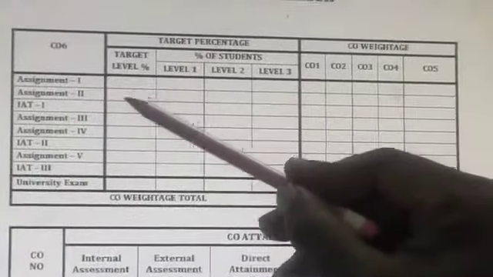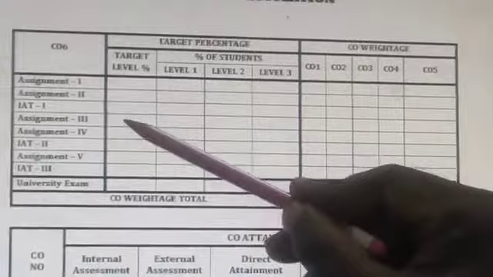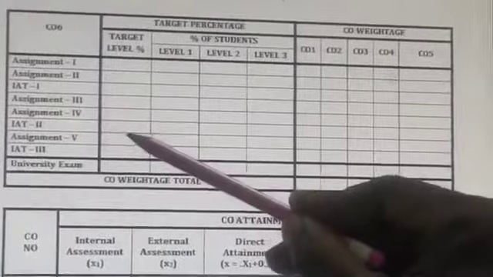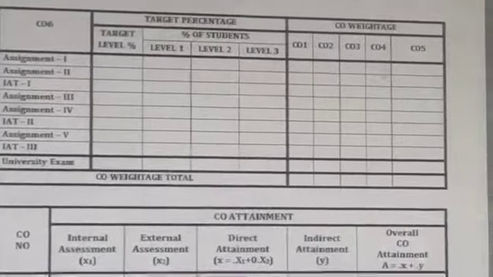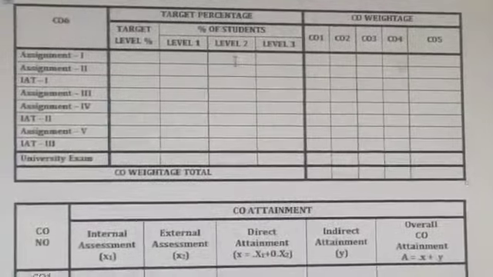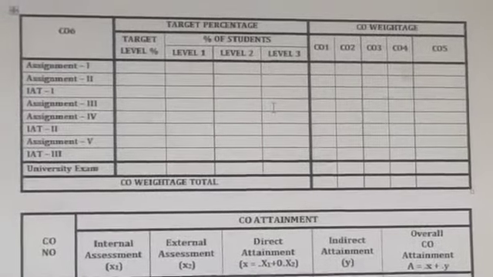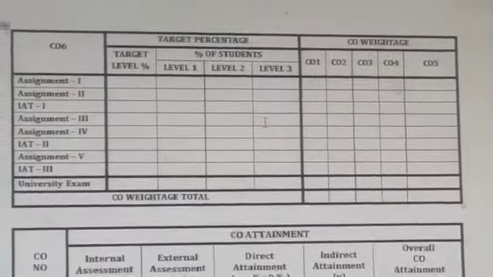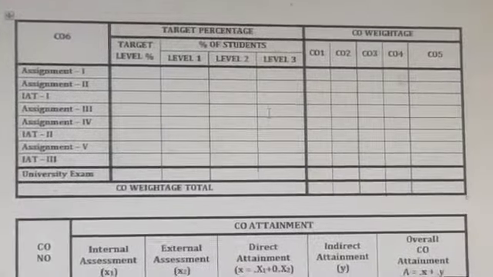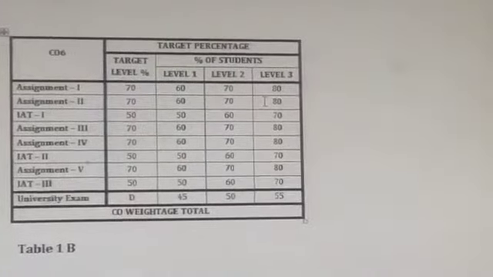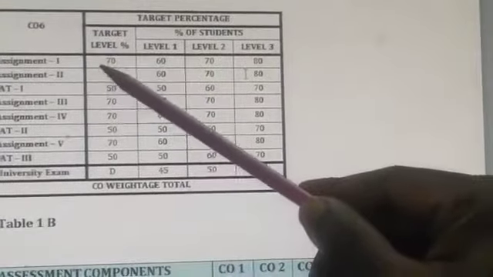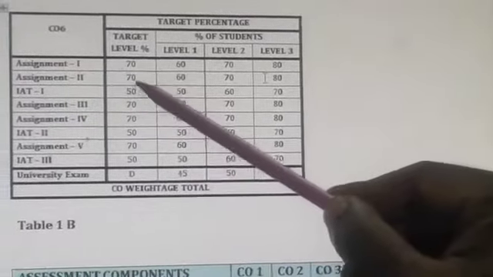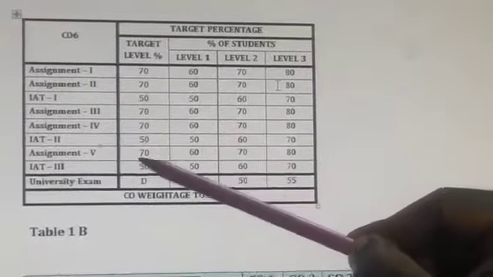Assignment 1 is 70, IIT 1 is 50, then 70, then 70, IIT 2 is 50, assignment 5 is 70, assignment 3 is 50. Similarly, this level also I have fixed for my course. So you fix any level for your course according to the students. According to the course, you have to change the percentage of the level of the students in your class. For my class, I have fixed the target for assignments 1 to 5 as 70, and for IIT 1, IIT 2, IIT 3 as 50.